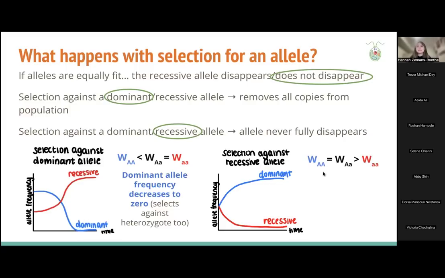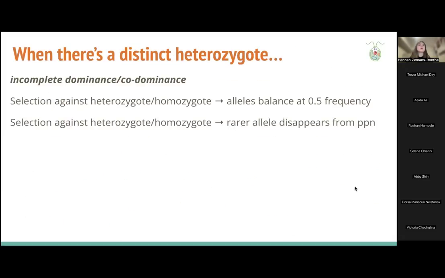So what happens here is that the recessive allele hides out in the heterozygote. And that means that even though we're selecting against the recessive allele, so the genotype that's just recessive or the phenotype that's just recessive, the issue is we can't fully select out the recessive allele because it still exists within the heterozygote. So what about when there's a distinct heterozygote?